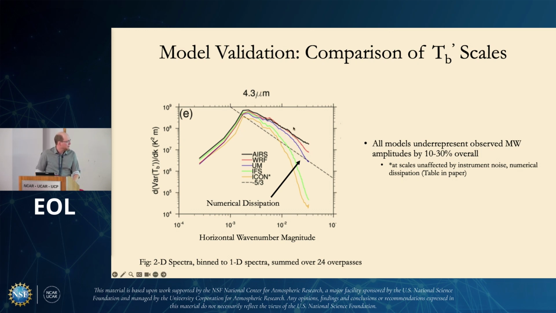Though if you only look at the scales that are unaffected by noise and unaffected by numerical dissipation, because you can see these tail-offs, even ruling out those scales, all of the models still underrepresented amplitudes, or the brightness temperature variability, by about 10 to 30%, with the higher resolution models being in the 10% range. So not perfect, but at least we're talking about tens of percent instead of hundreds of percent.